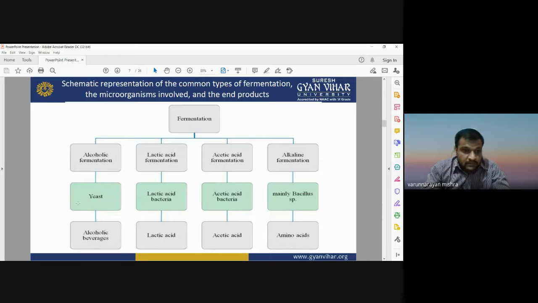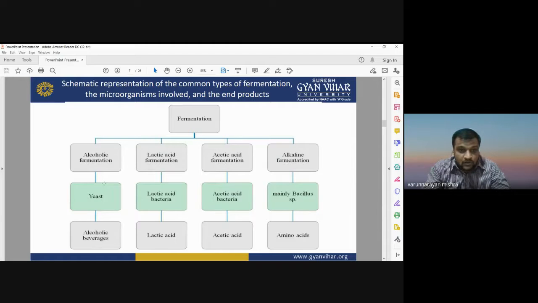For alcoholic fermentation, we use yeast. For lactic fermentation, basically it's a kind of lactic acid bacteria. Then for acetic fermentation, they also use some acetic acid bacteria. And alkaline fermentation is mainly for Bacillus species. These are some kind of bacteria.